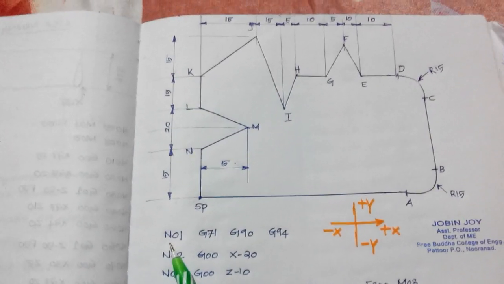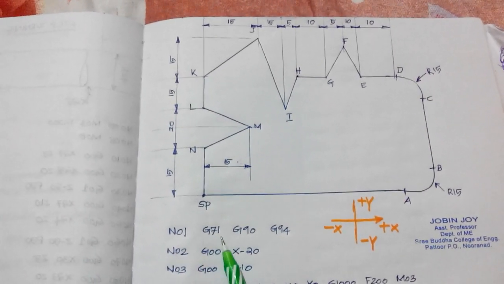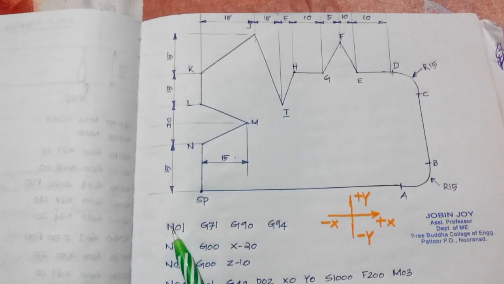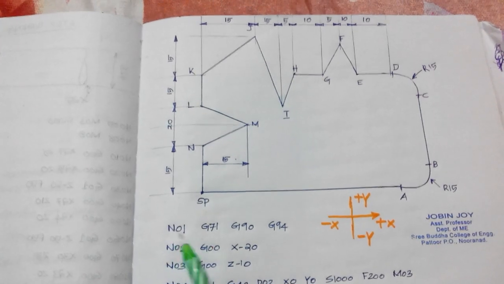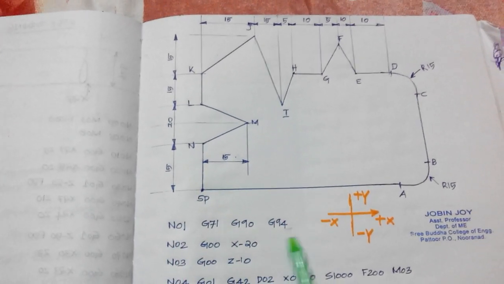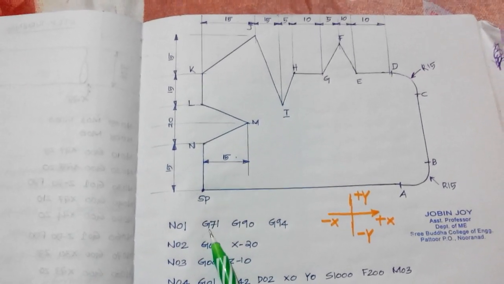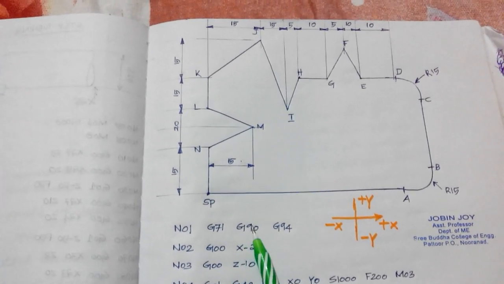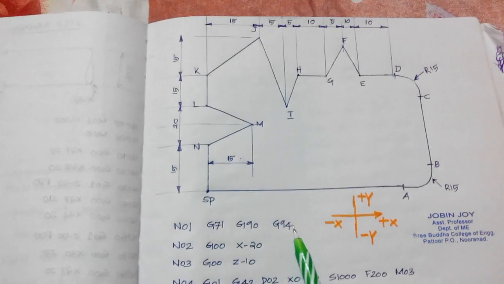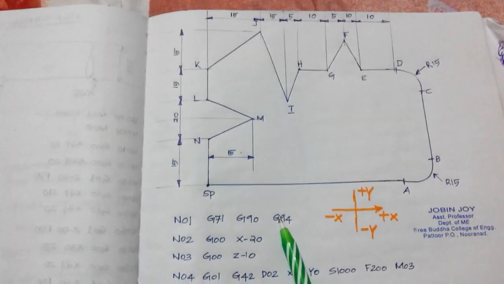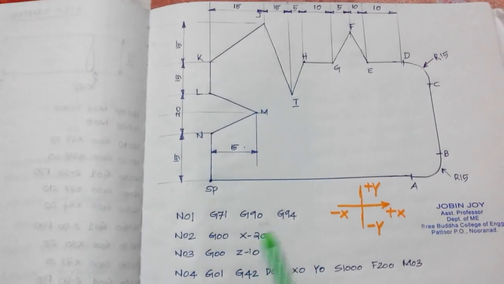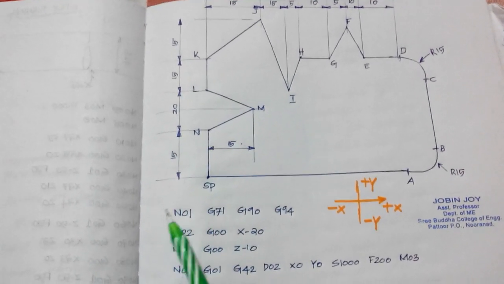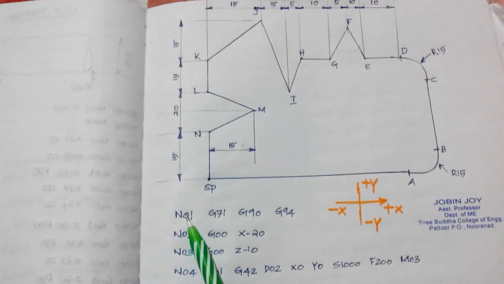So this is my first block, N01, G71, G90, G94. N means sequence number or block number, which is used for identifying this block. G71 means metric selection. G90 means absolute programming. G94 means feed in millimeter per minute. This is my first block, and this block is represented by the sequence word N01.